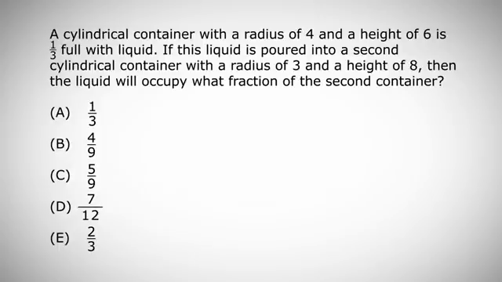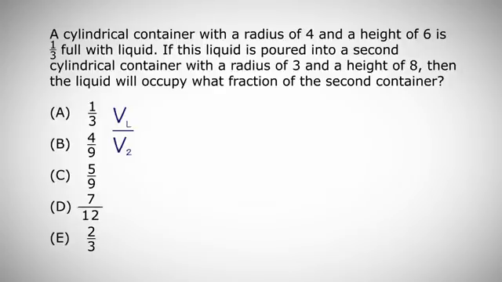At this point we see our answer choices. They're all in fractions. So we know we're dealing with some type of ratio here. So what we're really solving for is what fraction of the second container the liquid will occupy. So to know that, we know the denominator is going to be the volume of the second container. And the numerator is going to be the volume of the liquid. This is what we're solving for. So let's put this all together.